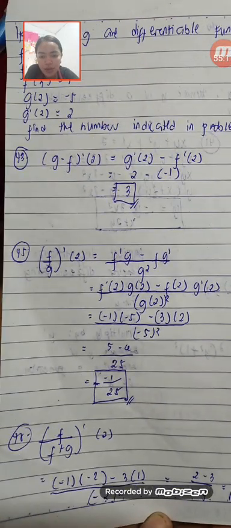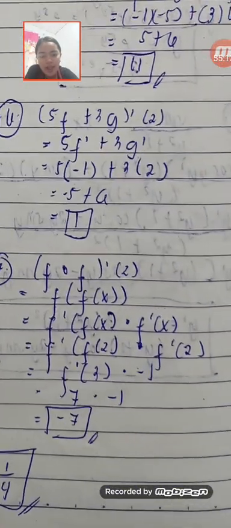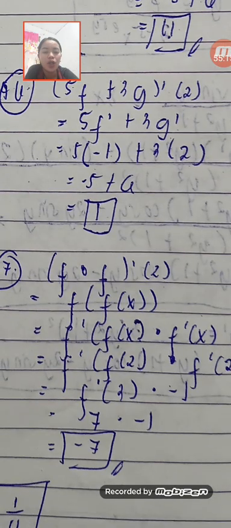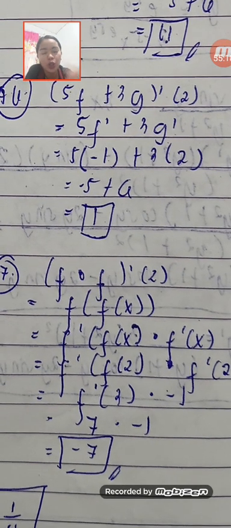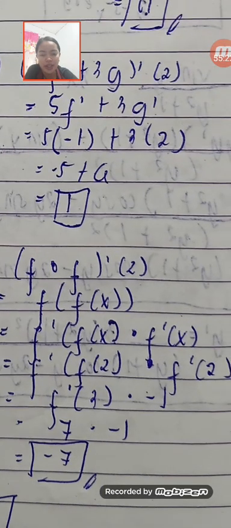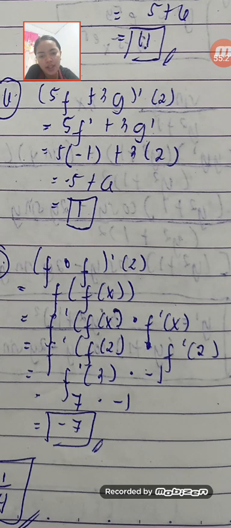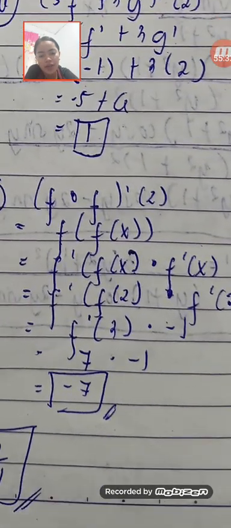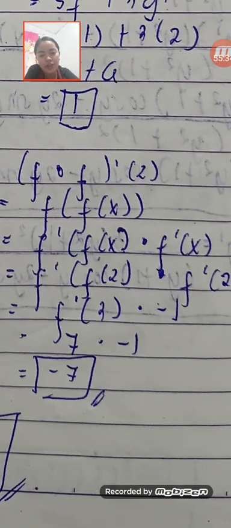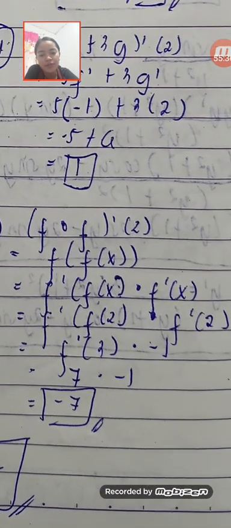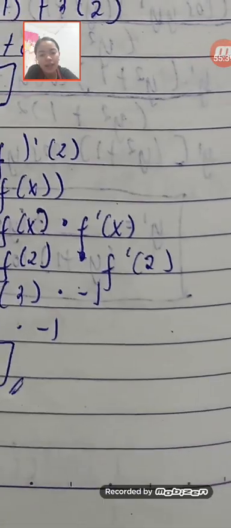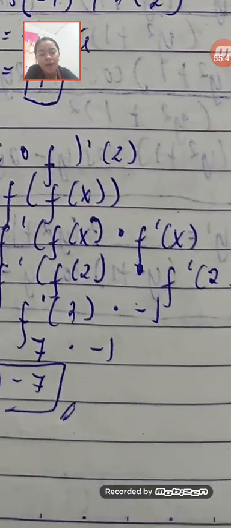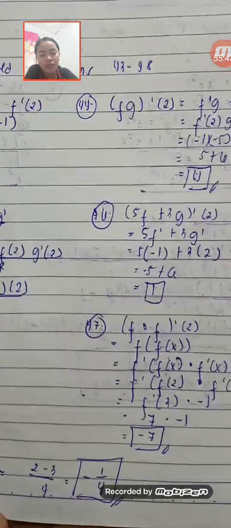The same process goes here. Again, it is a composition or composite function. For a composite function, we just need to use the chain rule. In using the chain rule, we come up with the derivative of the outside and the derivative of the inside. So for the derivative of the outside, we get f prime of f of 2, which is f prime of 3, equal to 7, and f prime of 2 is negative 1. That's why 7 times negative 1 is negative 7.